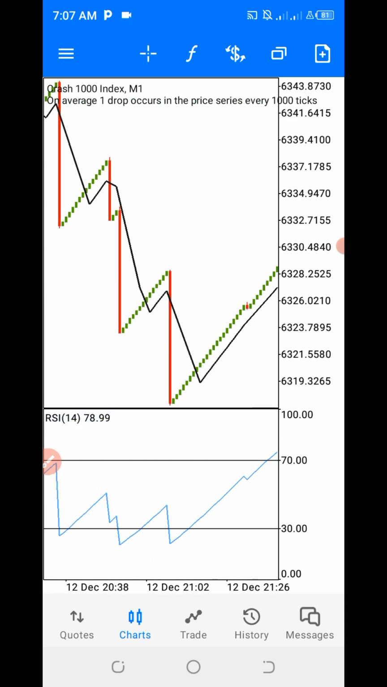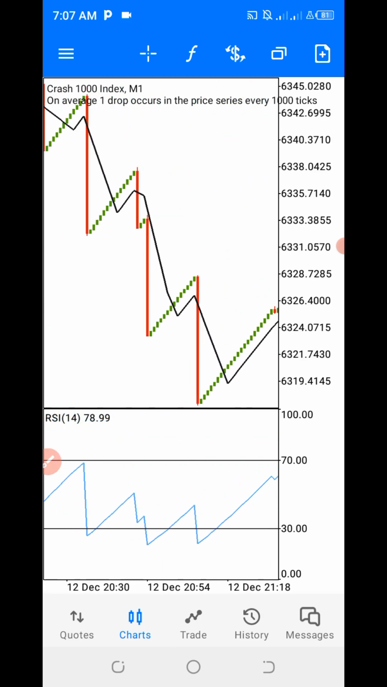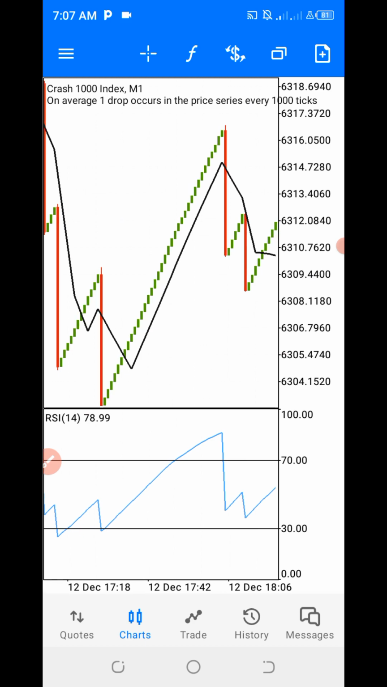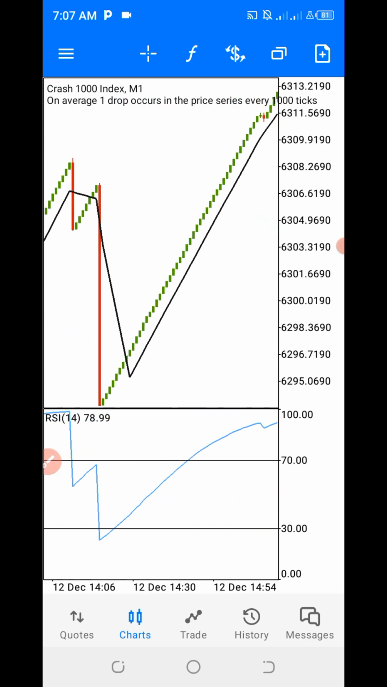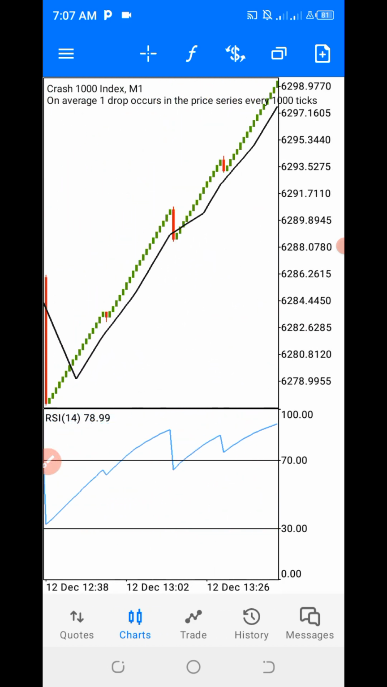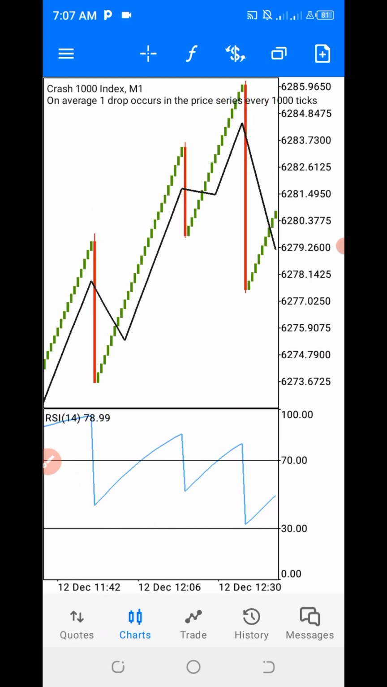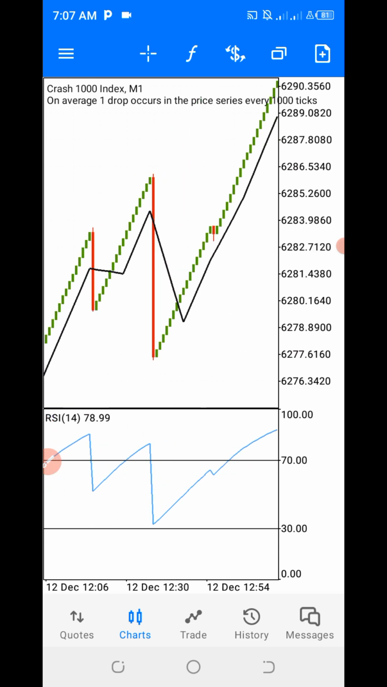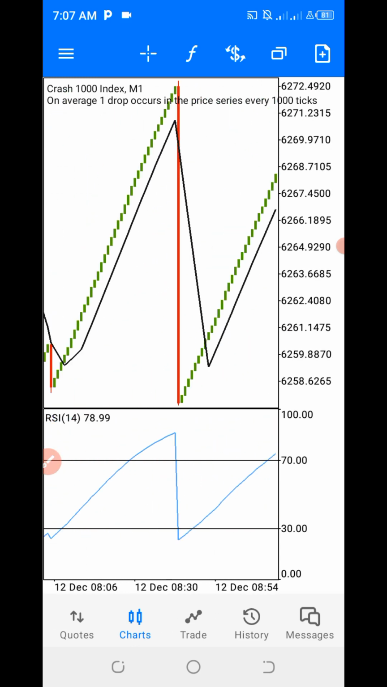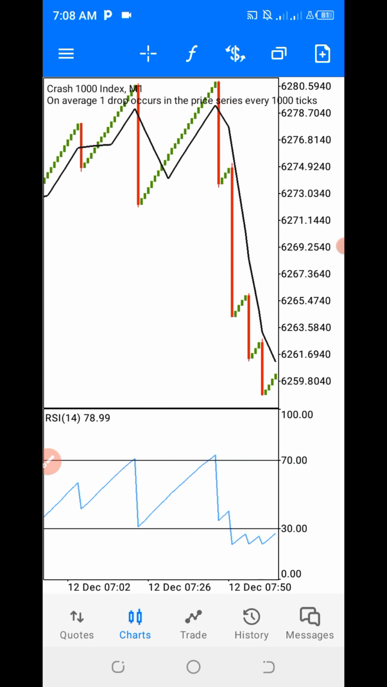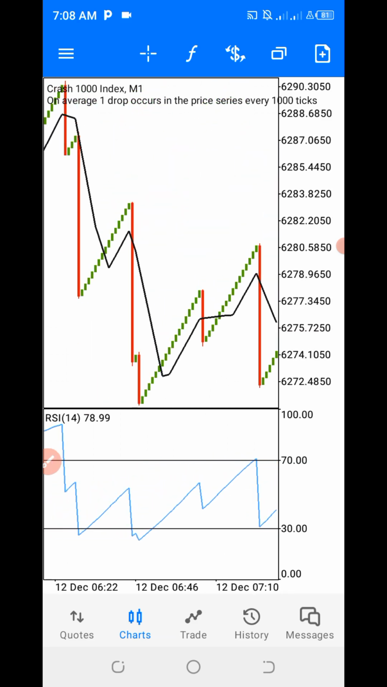Now, higher high, low, no, we don't have a divergence here. Okay, let's see here. No, there's no divergence. No, there's no divergence there.